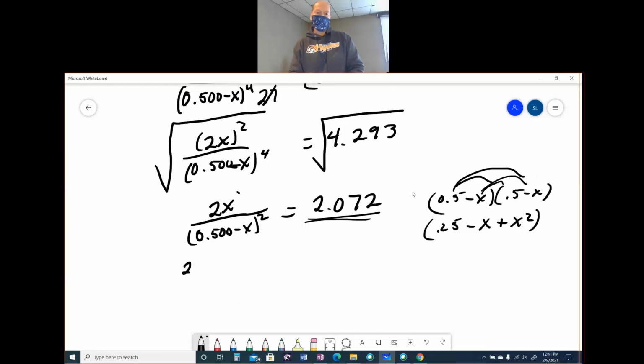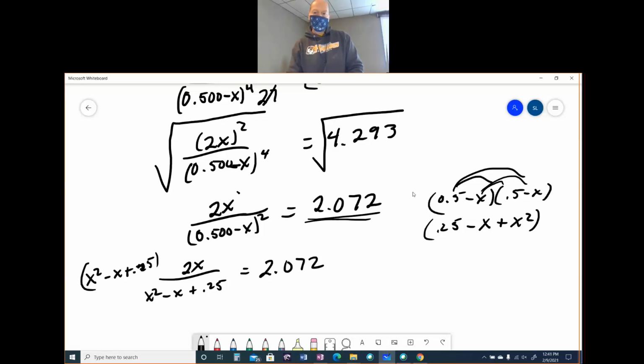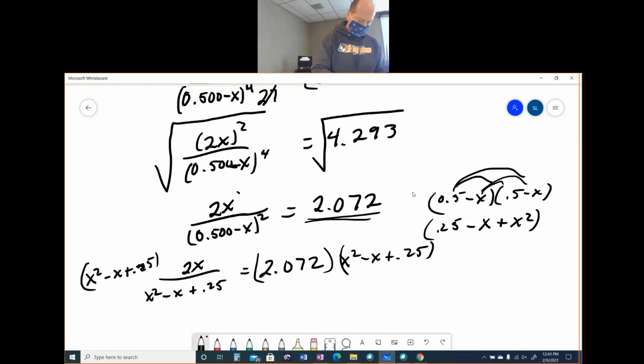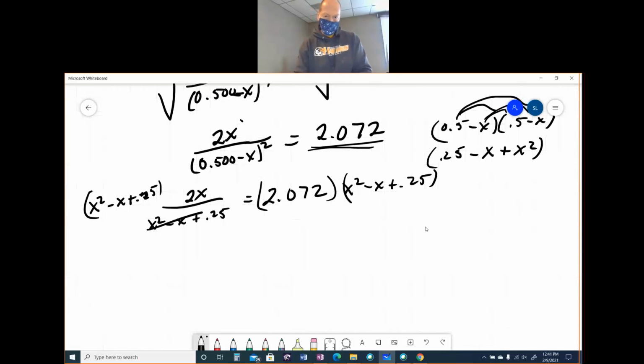And so here I have my 2x, and on the bottom, after you FOIL it, x squared minus x plus 0.25, and that's equal to 2.072. All right, so then I'm going to multiply both sides by that x squared minus x plus 0.25. Multiply both sides by x squared minus x plus 0.25. So on the left here, I've got my 2x.